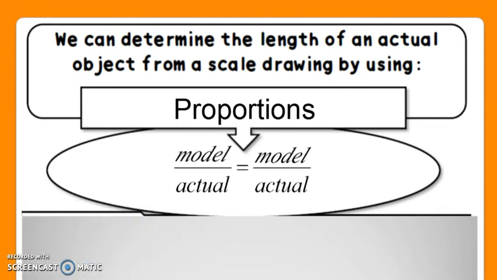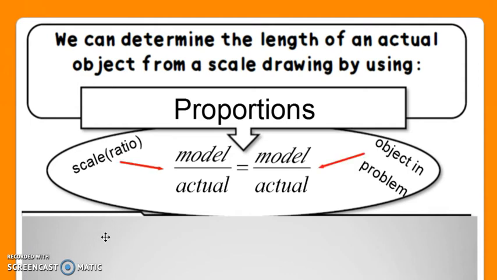This fraction right here represents the scale or the ratio, something that you will most likely be given. The fraction on the right is talking about a specific object in the problem. To solve the proportion, once you have all of your information substituted into the fractions, you would simply use cross products. Multiply diagonally, and then you would divide to find your answer.